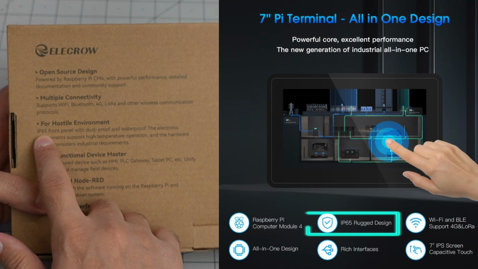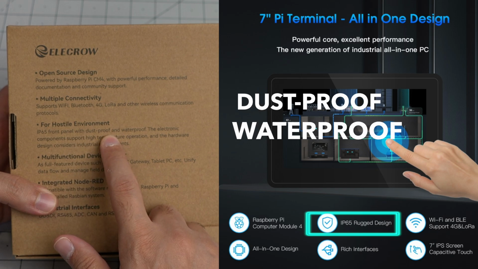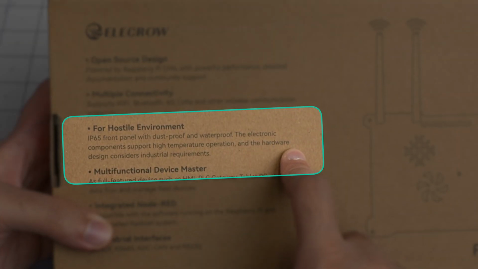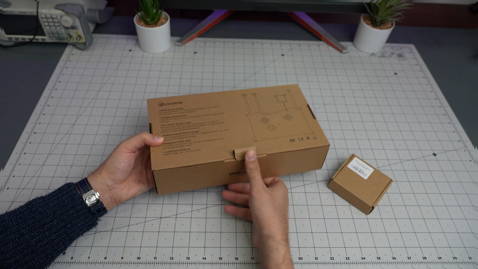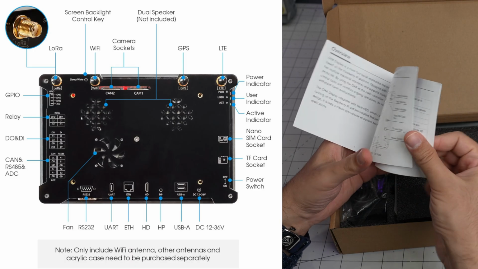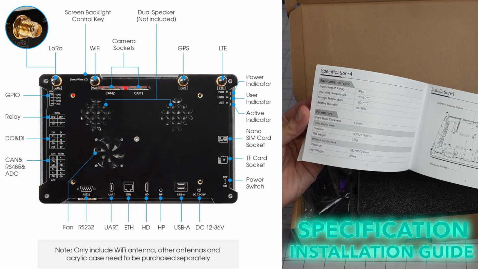Okay, so it's IP65 front panel, so dust proof and waterproof. The electronic components also support high temperature operation, but how high, we don't know. I'm gonna check, but yeah, this is the board. So let's open it up together, see what we got. Okay, neatly packaged. There is a manual, so the ports are explained here, specification and installation guide.